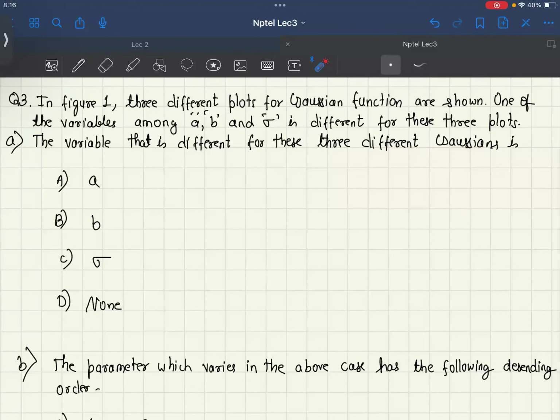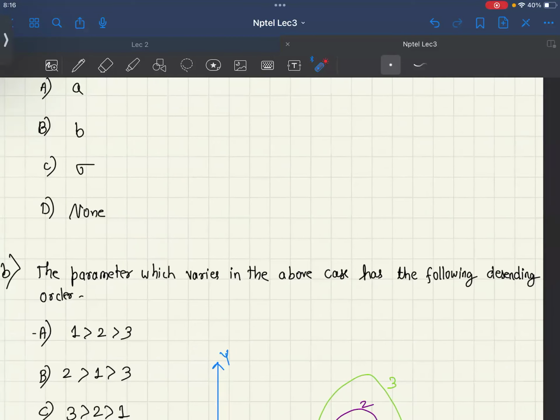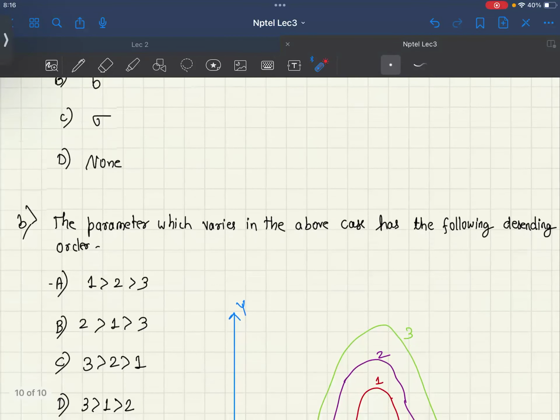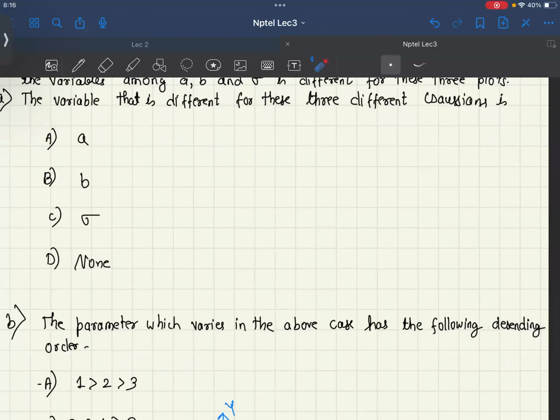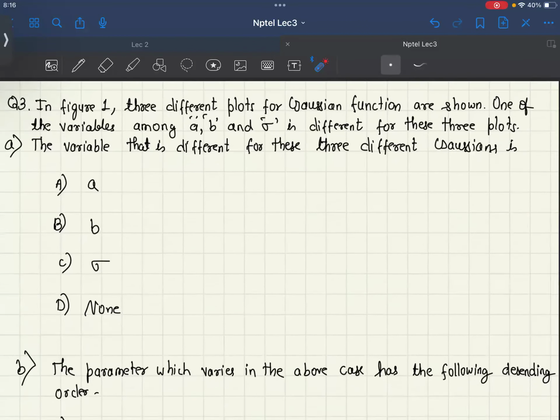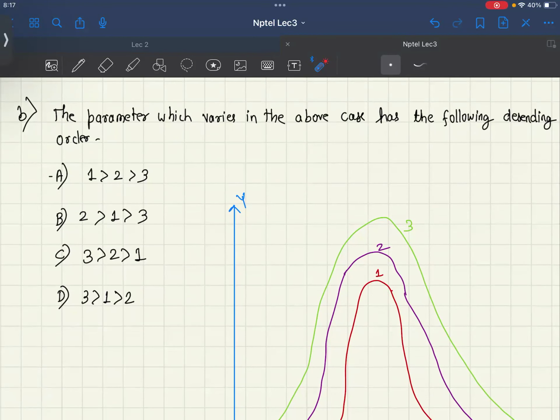Now, the first question which they are asking us is, the variable that is different for these three different Gaussians is what? Okay, now if you are aware of this Gaussian function, you would know the answer to this. And the second question is, the parameter which varies in the above case has the following descending order. So the examiner is not only asking which is that parameter, but how that parameter is varying. Right? So I'll give you 2 minutes to solve it, and then I'll give you a hint in terms of what this Gaussian function is. Okay.